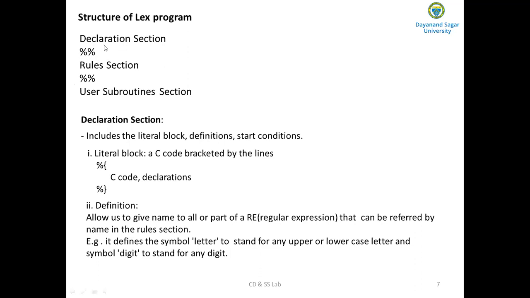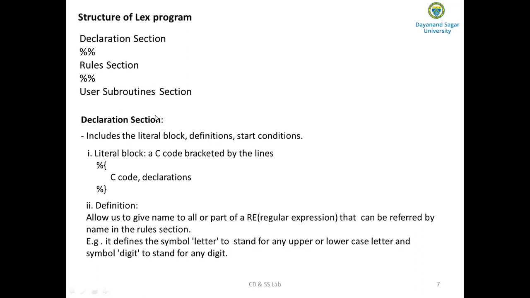How do you mark the end of the declaration section? Double percentage. Again, how do you mark the end of the rule section? Double percentage. So there is no end marker for ending the user subroutine section. These double percentage marks are placed between the sections. That is very, very important, otherwise you will get a syntax error. Then we will discuss each of these sections one by one.